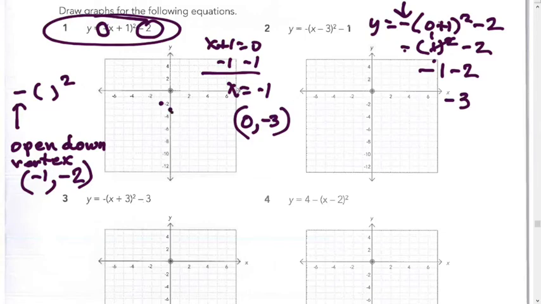If there's a point on that side of the vertex, then that means there's a point on that side of the vertex. Again, we knew it was negative, so that means it's going to be opening down. So there's our parabola.